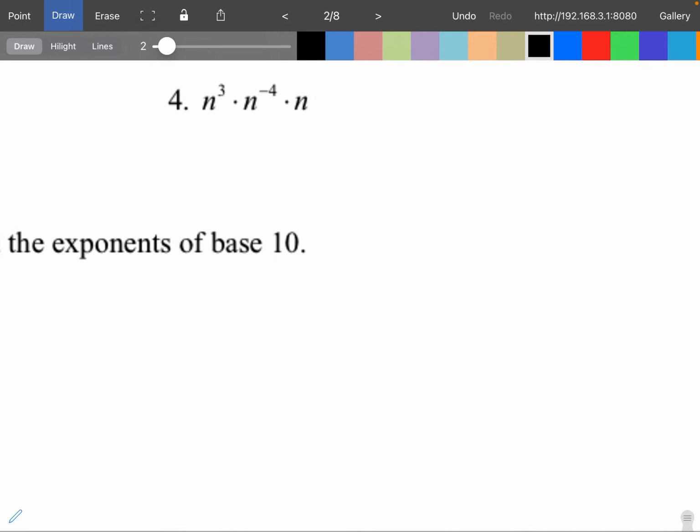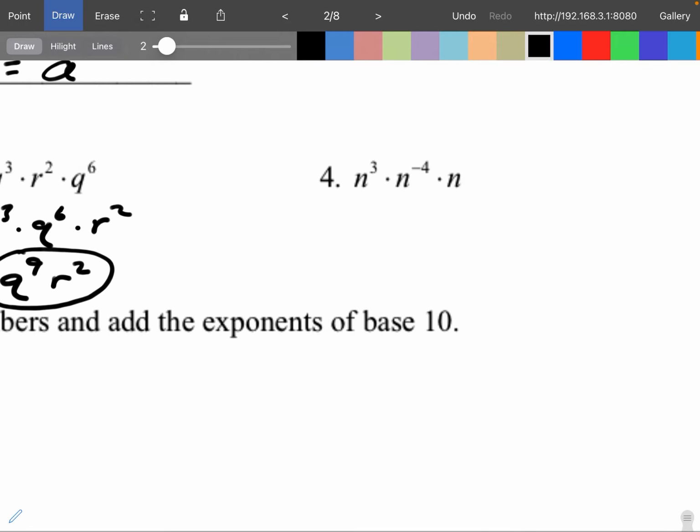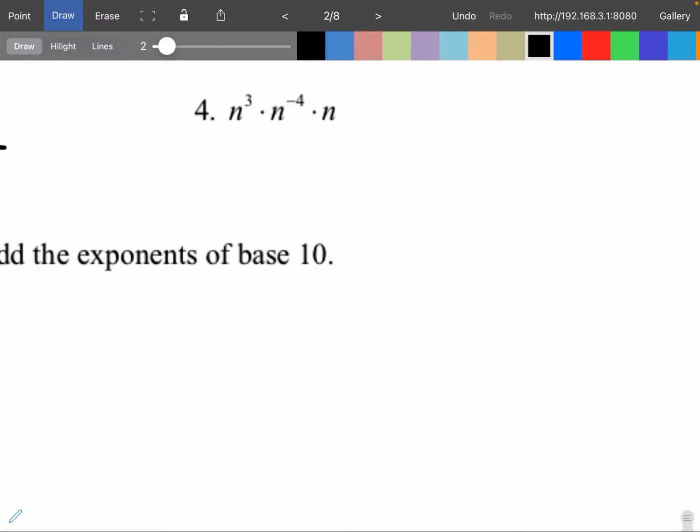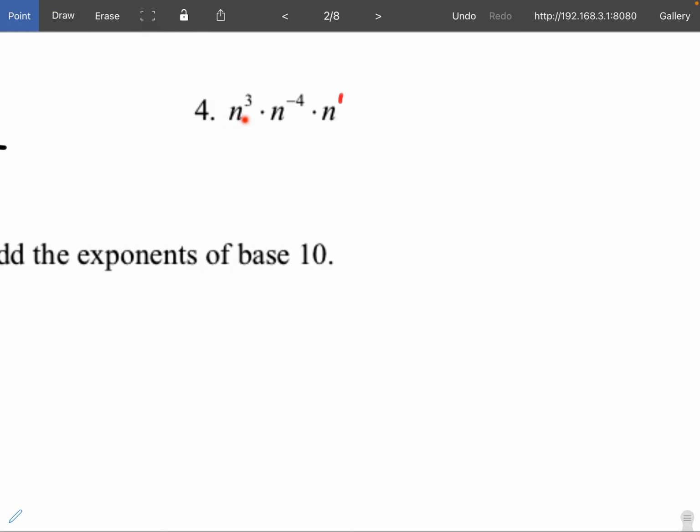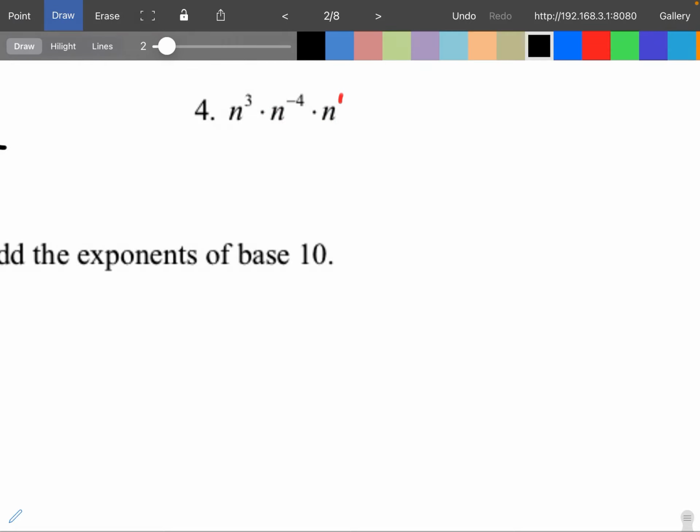Did I circle that? Yeah, I did, okay. So then this one, what's the power on that last n there? 1. A 1. So that is a 1 right here. So again, you're just going to add the powers. So you do have like bases, right? All these are n's. So it's going to be n to the 3 plus negative 4 plus 1. 0. That is 0. And then any number to the 0 power is? Good, 1. So the answer is 1.